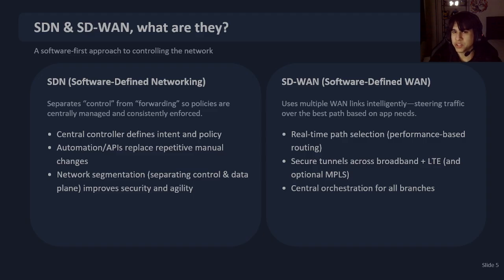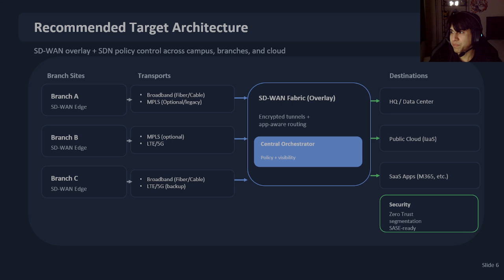Here's the target architecture that we want to bring to life. This slide is the center of the proposal, our recommended future architecture. At each branch, we deploy SD-WAN edge devices. Think of these as smart WAN gateways. It connects the site to multiple WAN transports and enforces policy right at the branch where the users and traffic originate.